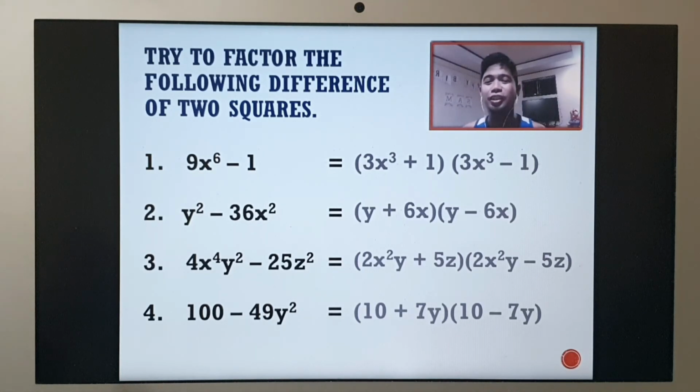How many of you got a perfect score? I hope everybody does. Congratulations!